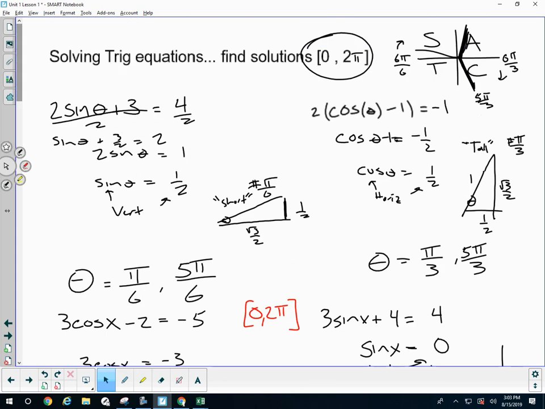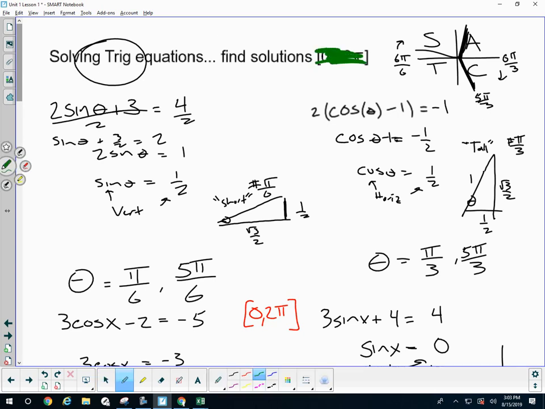If I took away this restriction and I said, find the solutions, you would have to consider all of the solutions where the angle that gets referenced ends up here at pi over 6 and here at 5 pi over 6. Which means if I go around the circle again and end up in the same location, that is a different angle, but it ends up in the same location as where pi over 6 is. Just how 0 and 2 pi end up in the same spot.